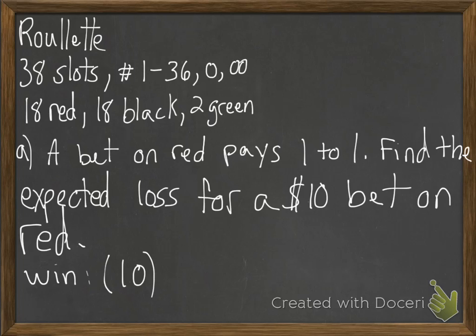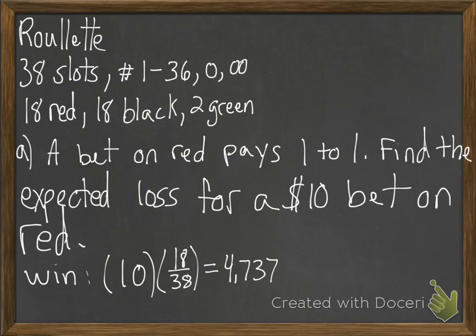What's the probability of winning? Well, it needs to land on a red slot. There are 18 red slots. There are 38 total slots. So it would be 18 out of 38. And then we can multiply those out. We do that, we get 4.737. So that's their expected winnings.